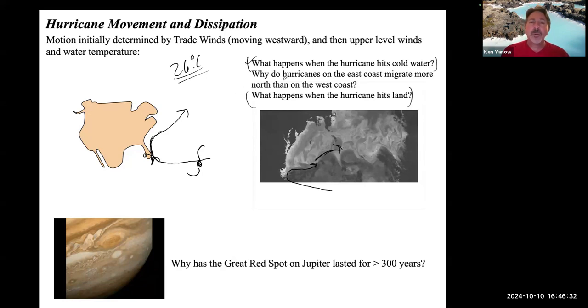So what happens when a hurricane hits cold water? What happens when it hits land? You're going to begin to dissipate. Next question, why do hurricanes on the East Coast migrate more north than on the West Coast?